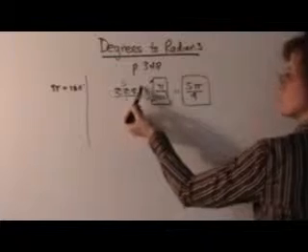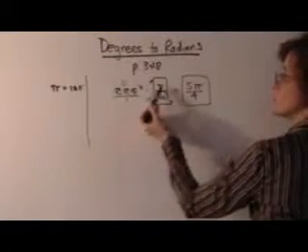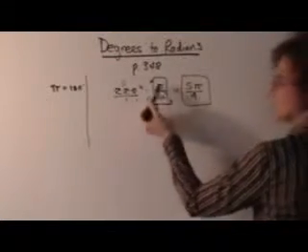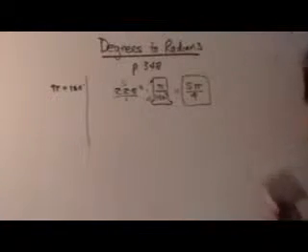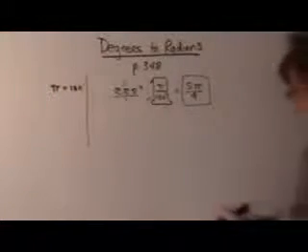So what we did was we canceled out the degree symbol. There was nothing with which to cancel the pi symbol, therefore it stayed. And there's our answer. Okay, let's do another example.